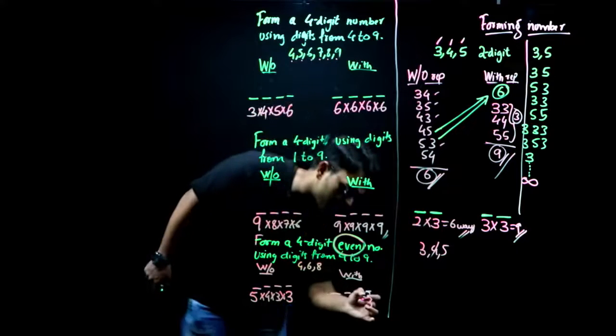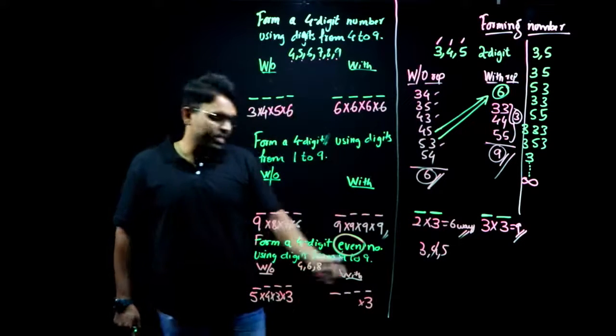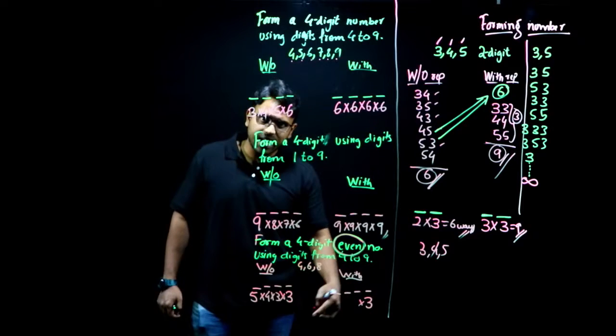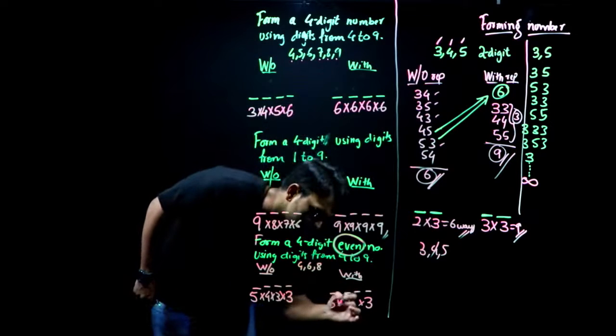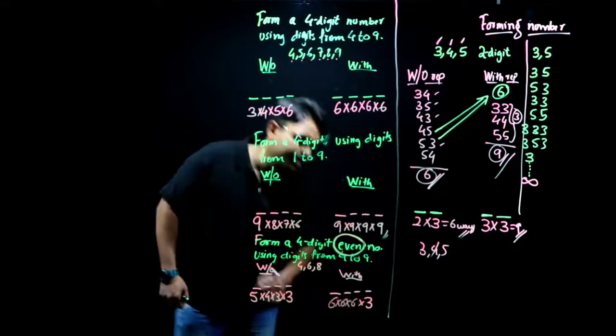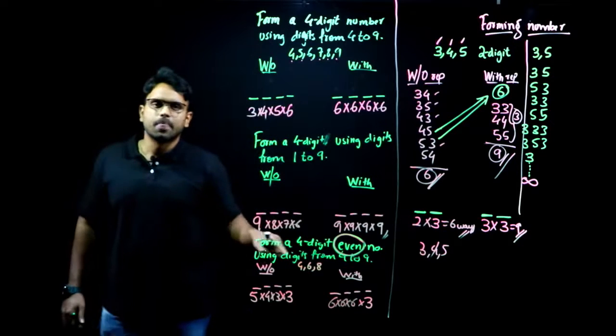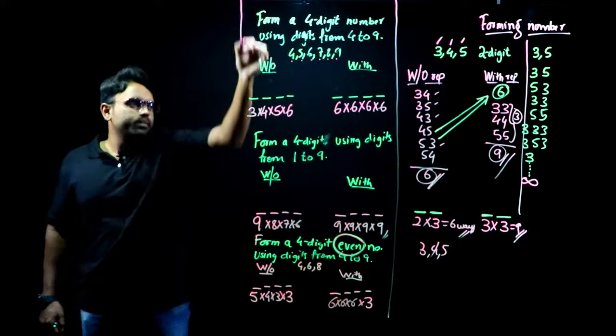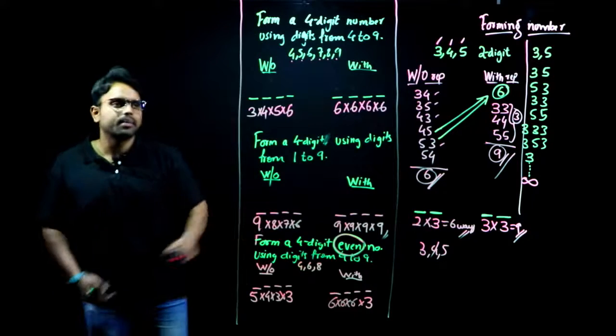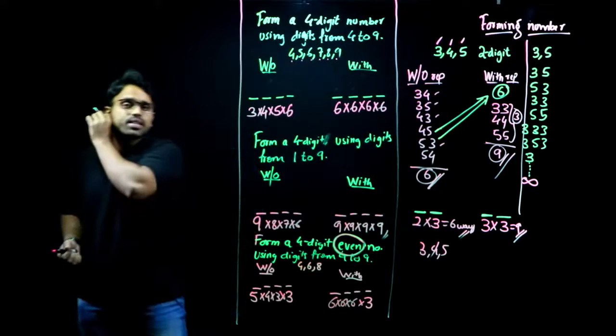Now with repetition, meaning what? I can use the number that I've used in the units place again. So 6 numbers, I can fill it in 6 different ways, 6 different ways and 6 different ways. Able to follow everyone? Any doubt till here? Let's move to the next question then.